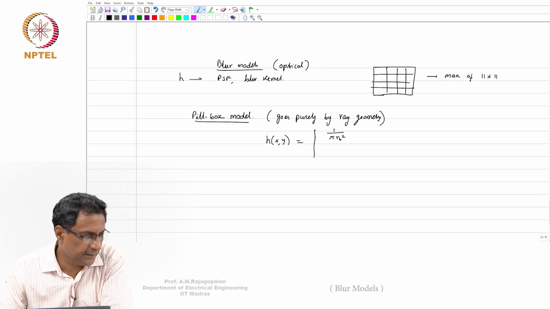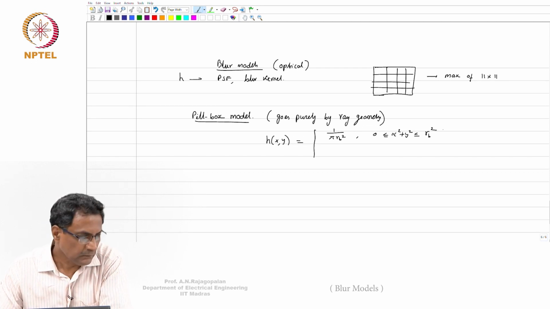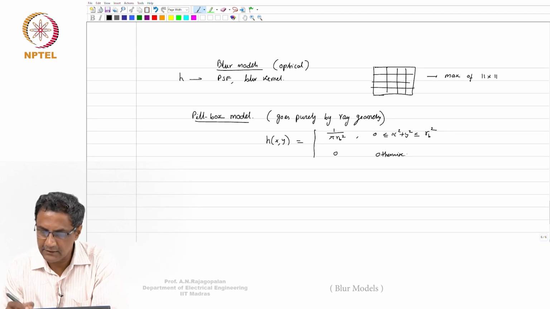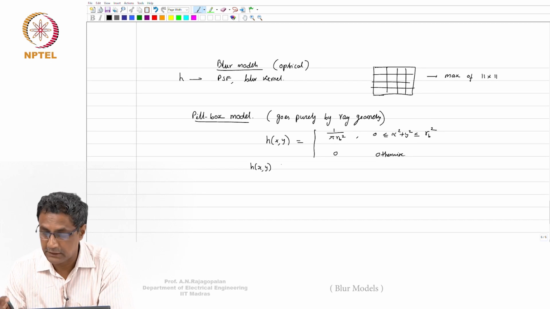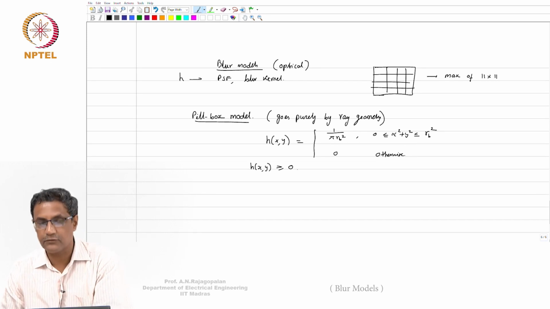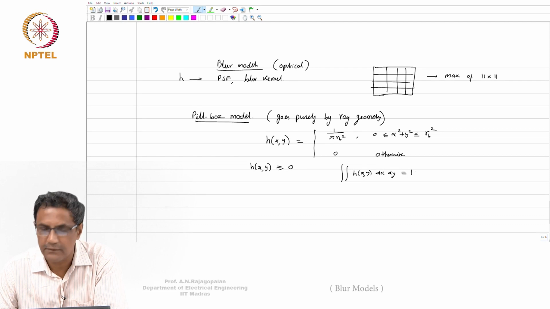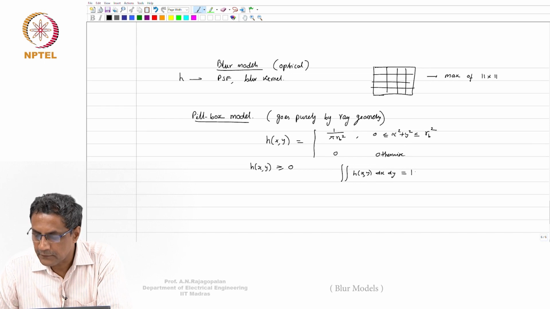So it goes like 1 by pi rb square, as long as x square plus y square lies within rb square, and 0 otherwise. One of the things that any blur kernel should satisfy is that h(x,y) should be greater than or equal to 0, and the double integral of h(x,y) dx dy should be equal to 1. This is something that we said already. Any PSF for that matter should satisfy this condition.